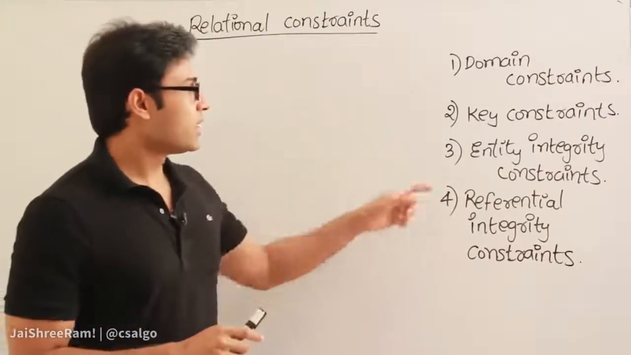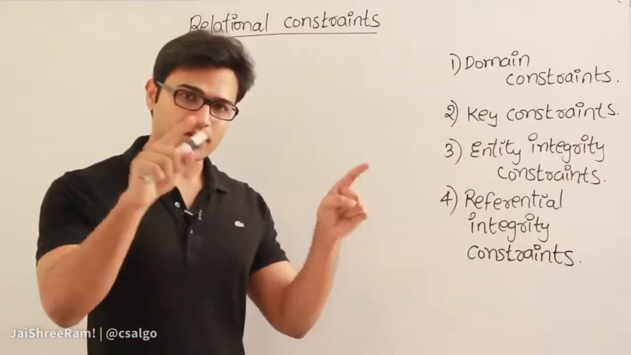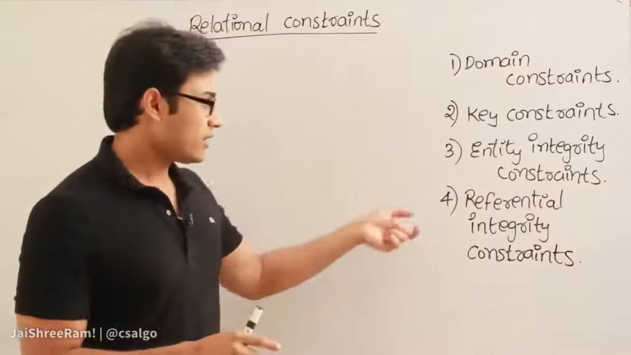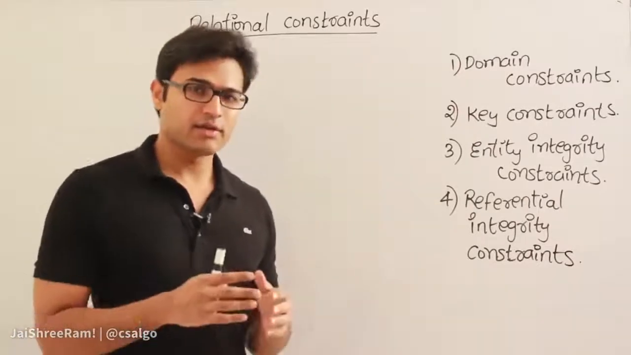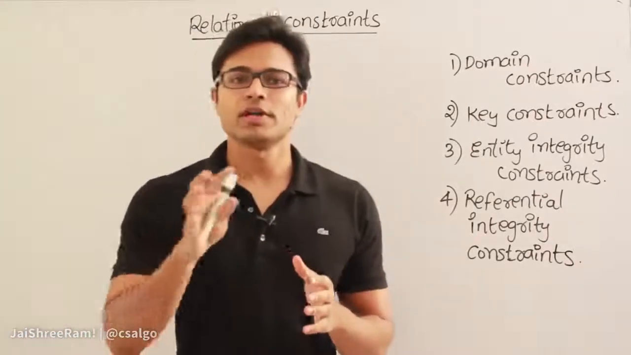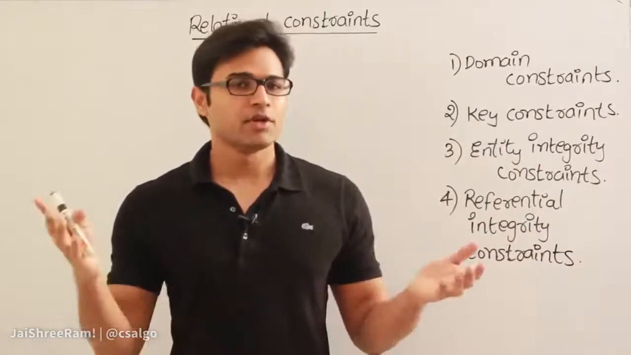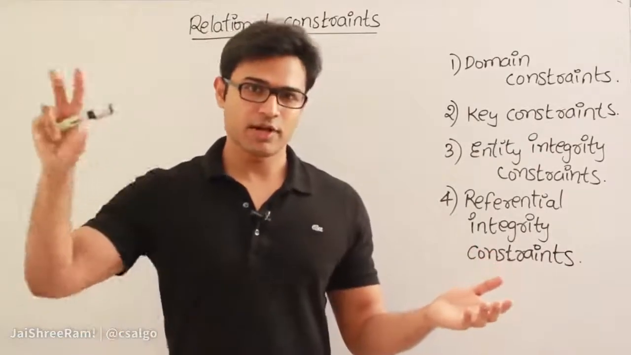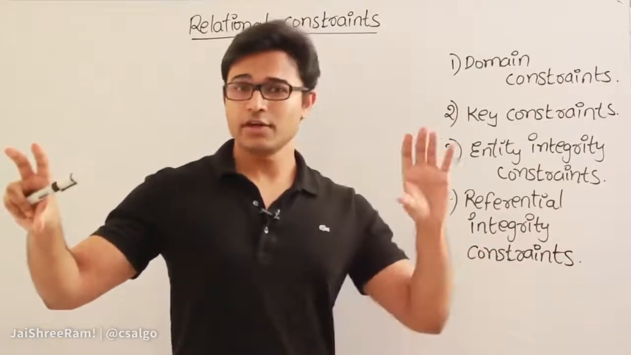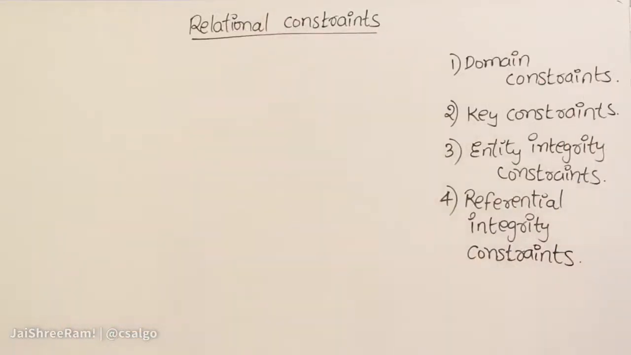The next one is entity integrity constraints, which means the entire tuple itself has to follow some constraints. We shall see it. And then referential integrity. Referential integrity is actually a different thing, because all the other constraints are applied on one table, but referential integrity is applied between two relations, which means two tables. So while we do some modifications on one table, the other table is also involved in some manner.